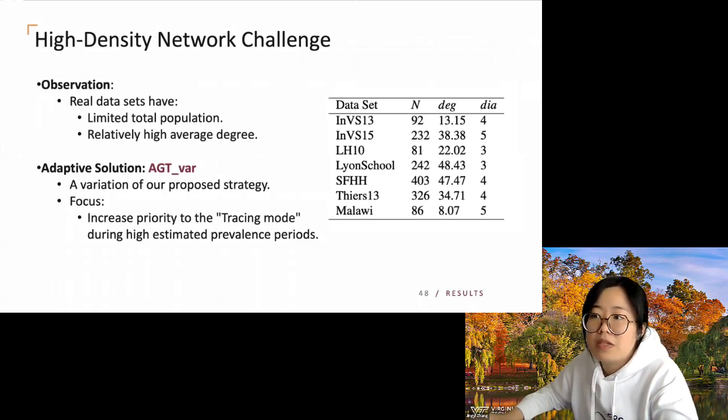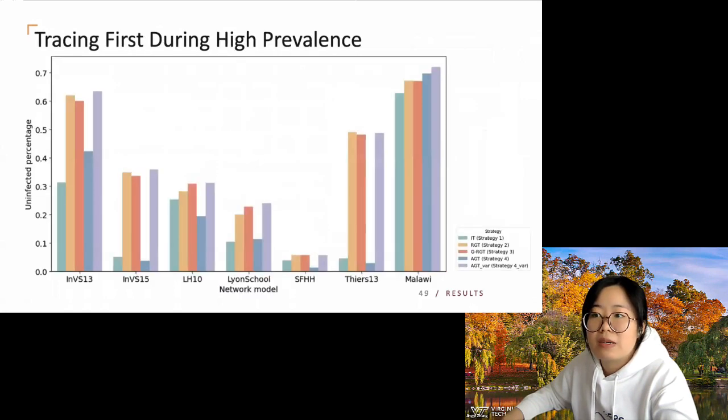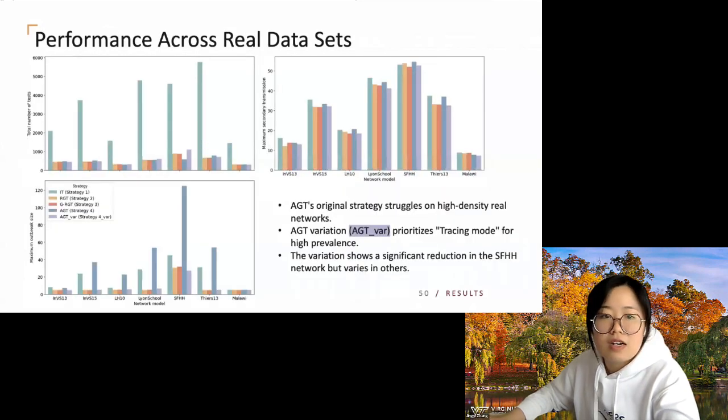Here we show the performance of testing strategies on 7 real contact networks, and the y-axis of the plot is the uninfected percentage. The higher, the better. So generally, the group testing strategy means the strategy 2, 3, 4, and its variation performs better than the individual testing colored in green. And our proposed methods successfully save more susceptible individuals from infection. In the next slides, we have total number of tests, maximum outbreak sizes, and maximum secondary transmission. So they are all the lower the better.